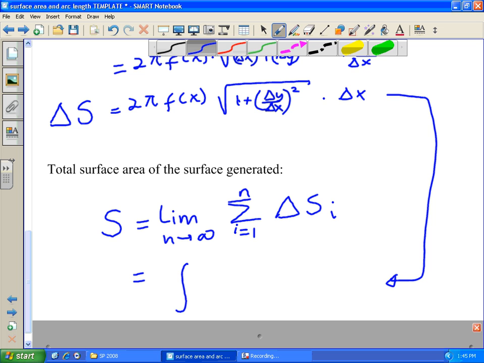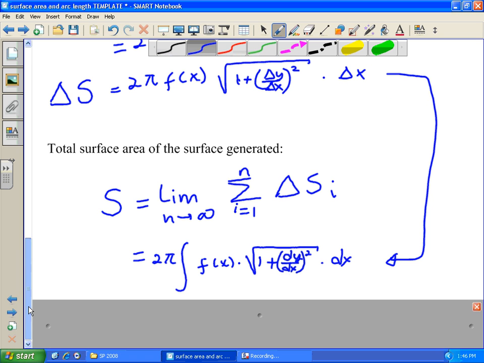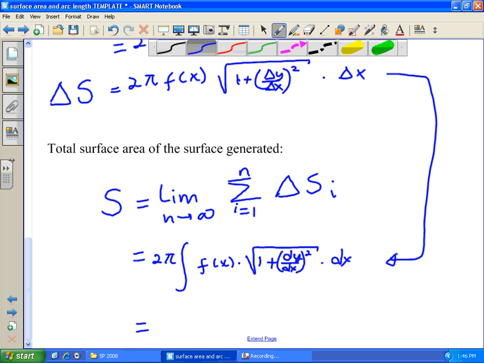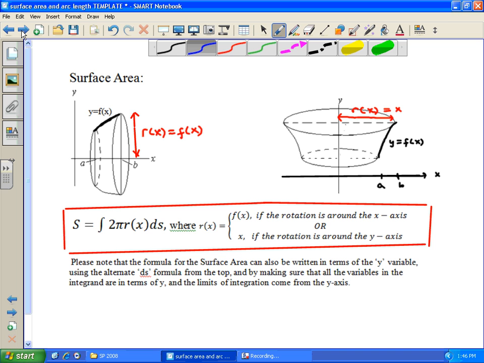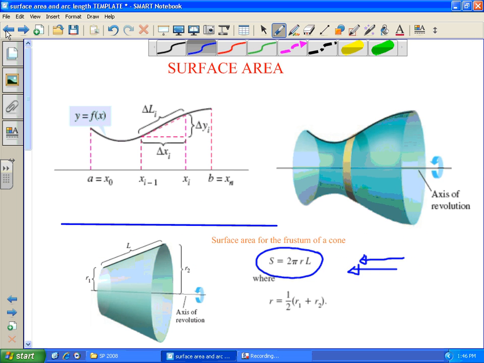There's a 2 pi, right, which can be pulled outside of the integral sign. What else should I have inside the integral? F of x, what else? The square root of 1 plus, which in the limiting case becomes dy over dx, right? Squared times what on the outside? Dx. So, ladies and gentlemen, that is our official formula for the surface area. And I believe it is in the handout I gave you earlier. But this kind of summarizes that one more time.